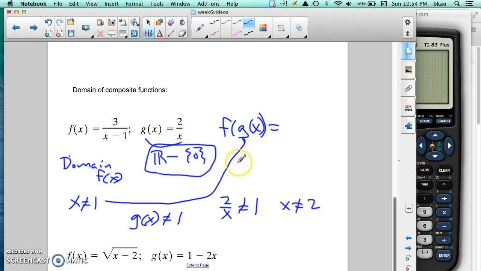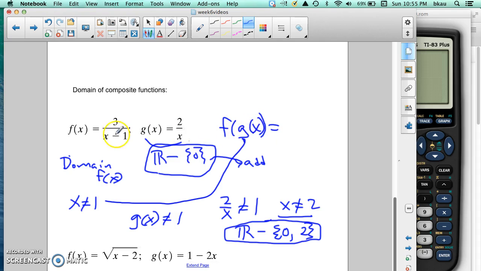So that means we have 2 restrictions on our domain. So we're going to add this restriction as well. So our total answer here would be all real numbers except 0 and 2. Both of those would not be in our domain. We cannot have 0 or an undefined place here, and we can't have g of x being undefined in here, so it can't be 1. g of x could not equal 1. If it did, it would be undefined in here because it would be 1 minus 1 equals 0.